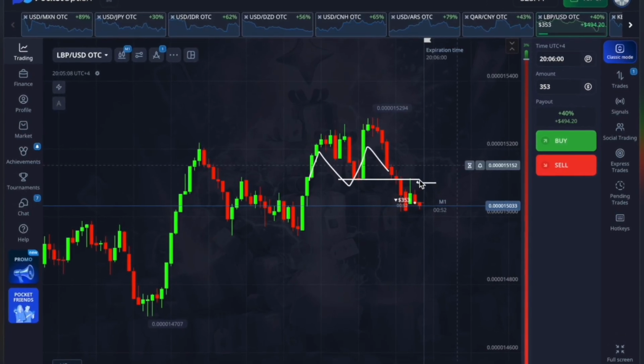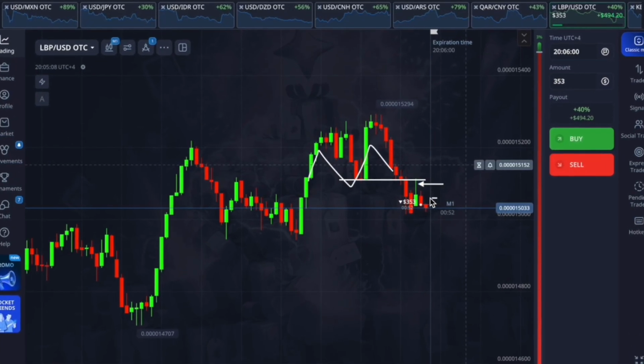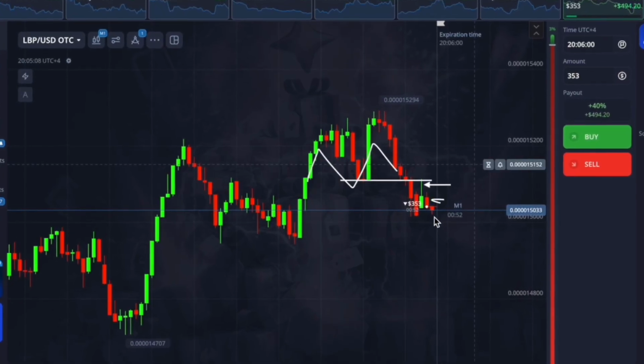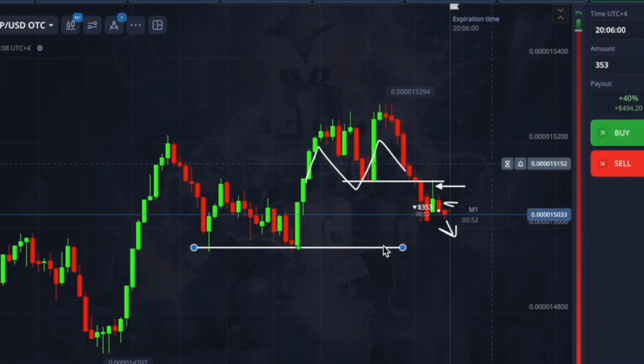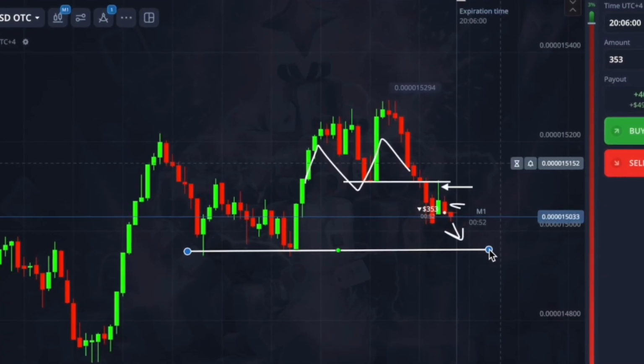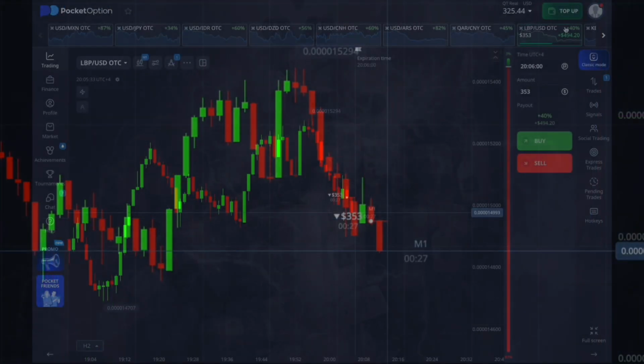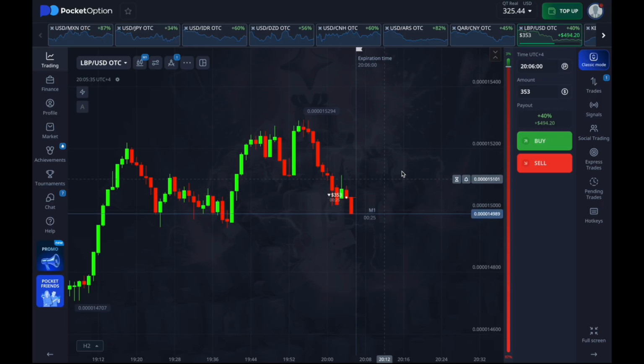The green candle that followed acted as a retracement candle, giving the market a temporary pullback. Then came the red candle, which served as my confirmation candle. This confirmed that sellers were stepping back and now the price is likely to move towards the next support area.